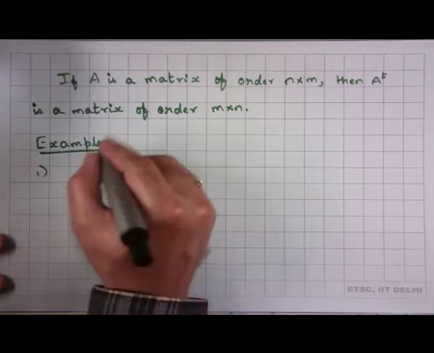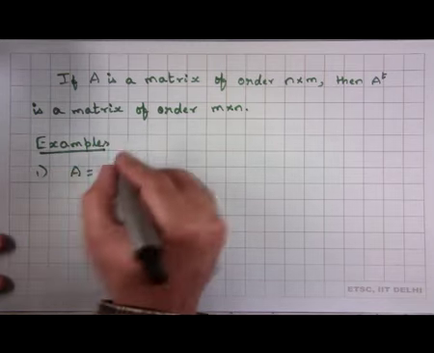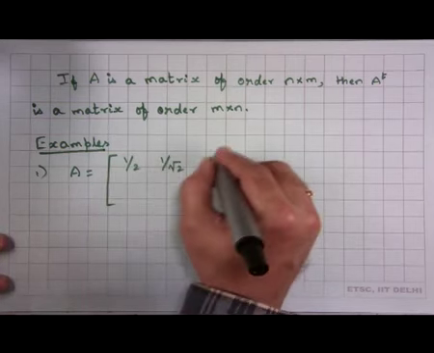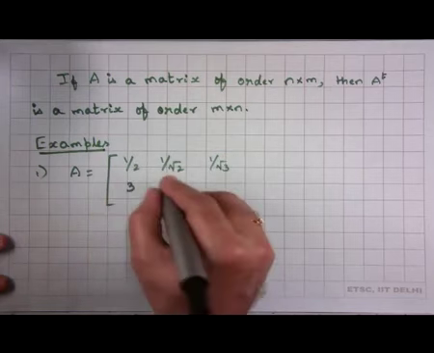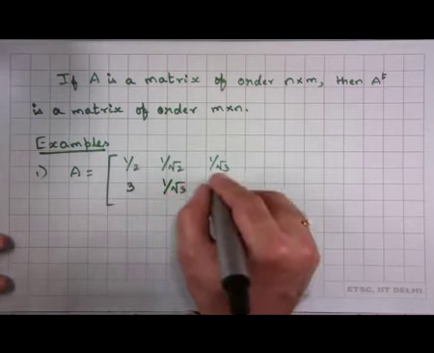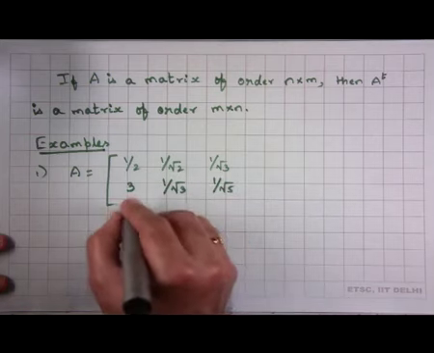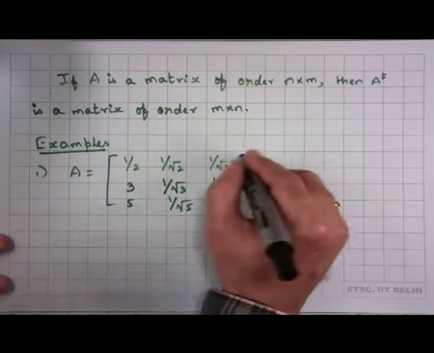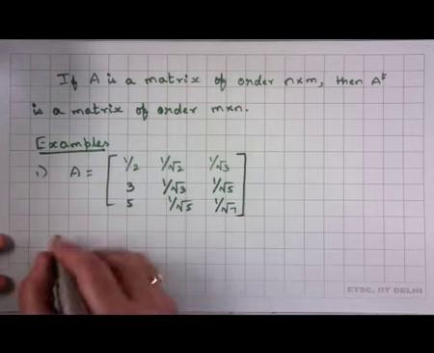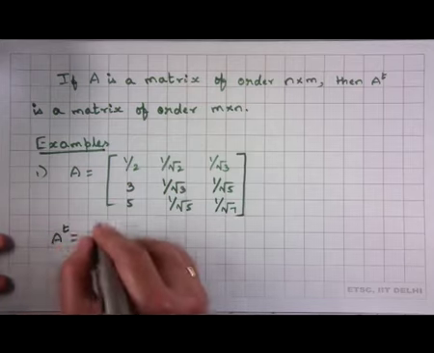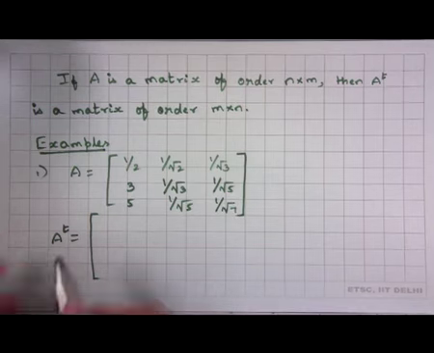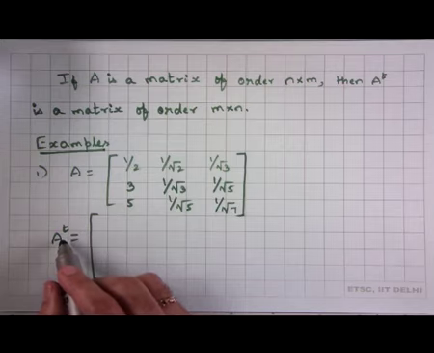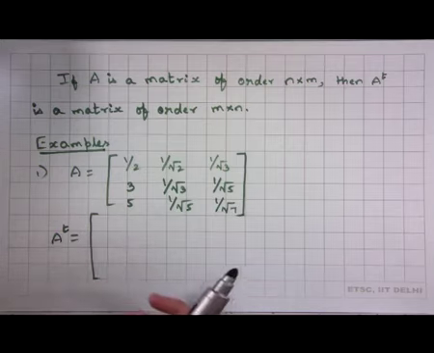First one, let A equal to the matrix with rows: 1 by root 2, 1 by root 3, 3; 1 by root 3, 1 by root 5, 5; 1 by root 5, 1 by root 7. Now, let us try to calculate A transpose. The ijth entry of this is the jith entry of the underlying matrix A.